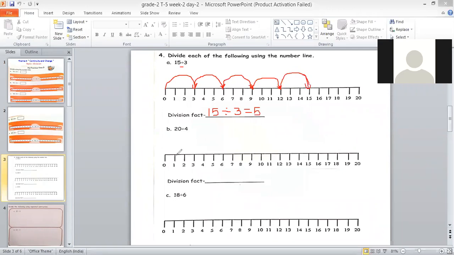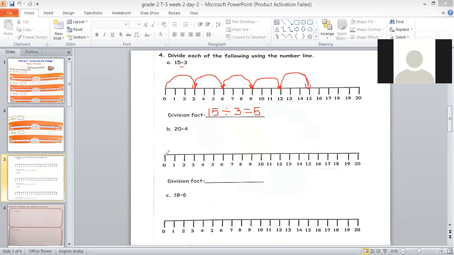After the division symbol, what is the number, Aditya? 4. Very good. The number is 4. So how many steps? We have to take steps of how many? 20 or 4? 4. Very good. So after the division symbol, the number is 4. Therefore, we'll take steps of 4.